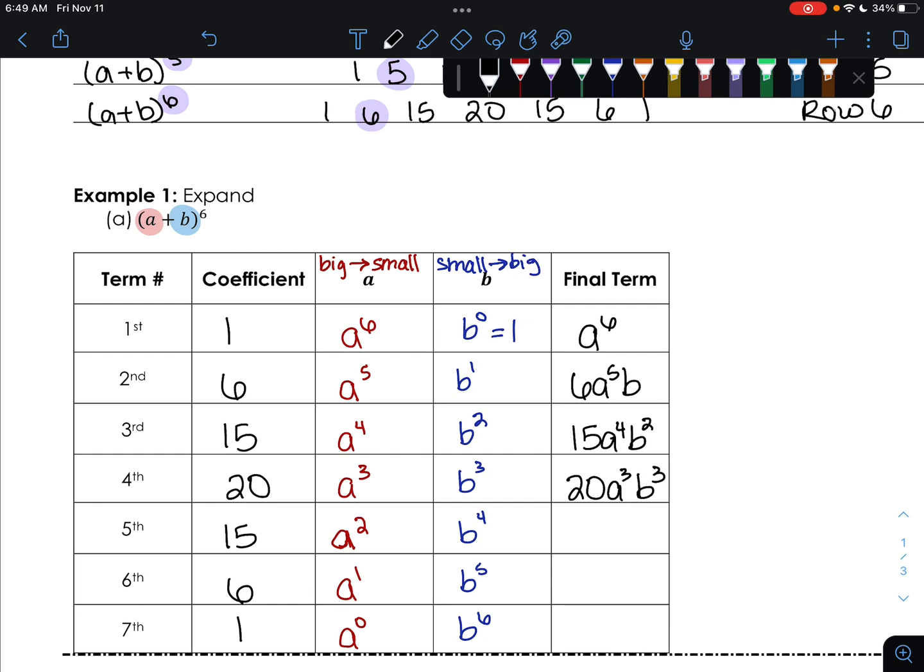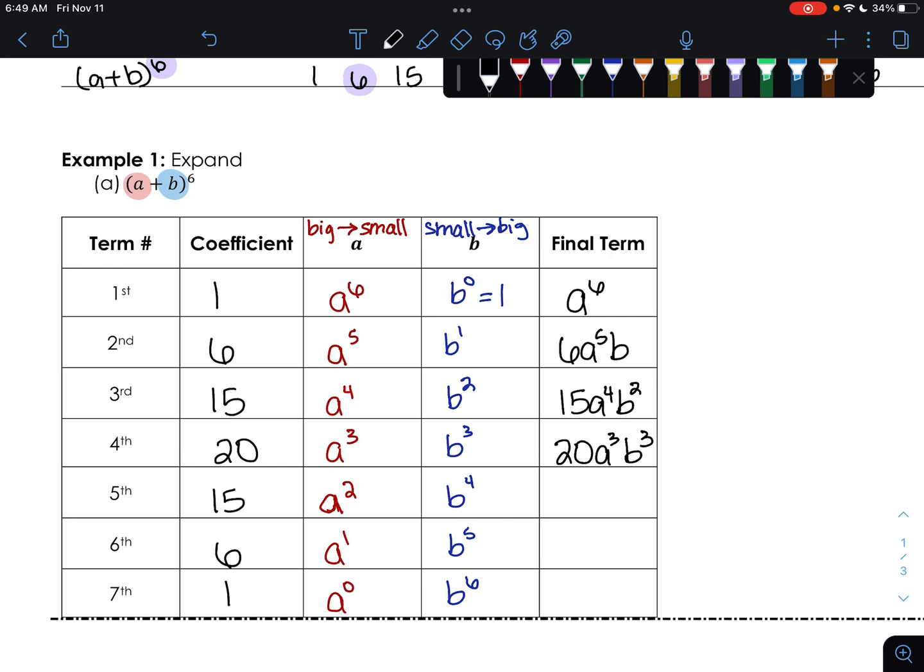We have 15 times a squared times b to the 4th. That's 15a squared b to the 4th. We have 6 times a to the 1st times b to the 5th. That would be 6a b to the 5th. I have 1 times a to the 0. Remember, a to the 0 is 1. So it's 1 times b to the 6th, which is b to the 6th.